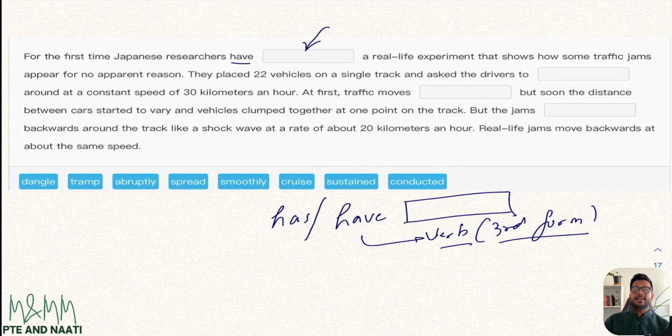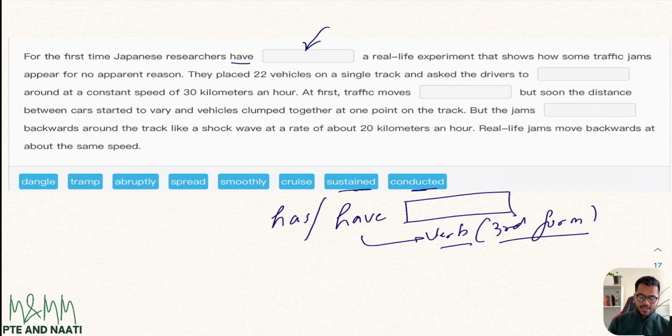Right? Eat, ate, eaten. The third form of the verb would be used. Now, out of the given options, the third form of the verb, I've got sustained or conducted, right? Now, out of these two options, let's try to read out the sentence.